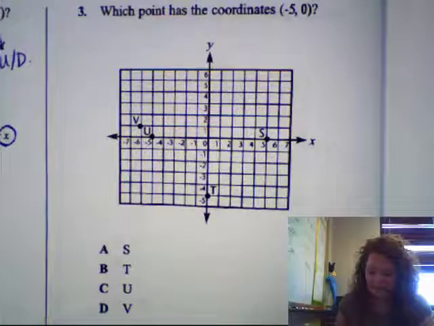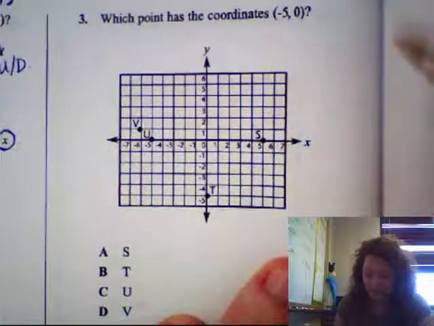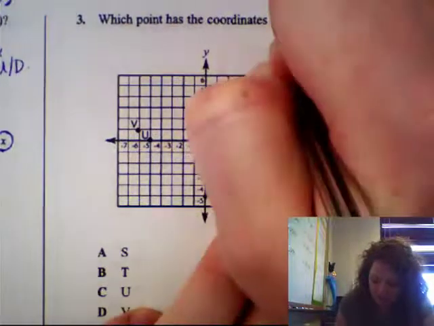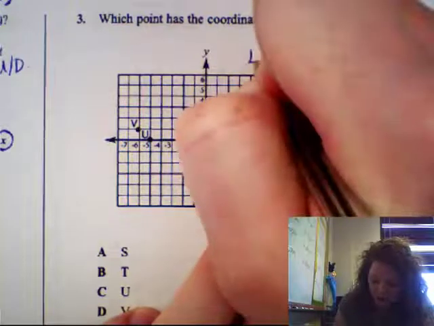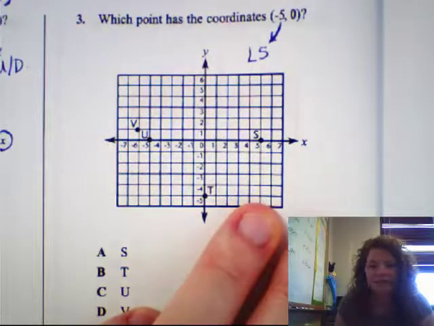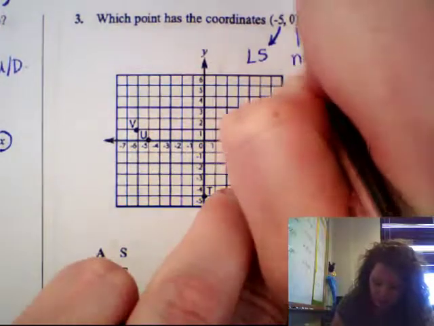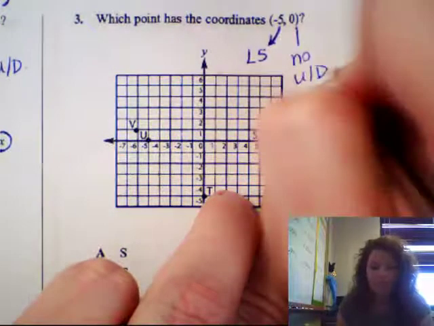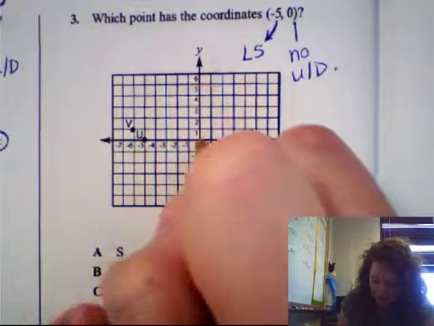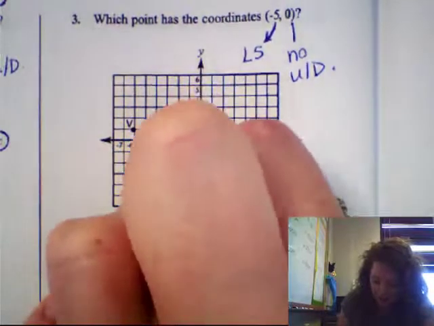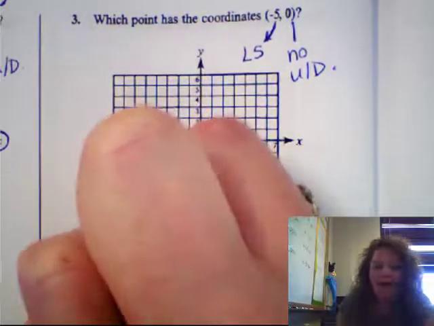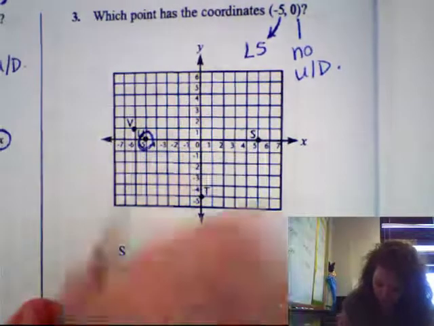Okay, 2 more. Number 3, which point has the coordinates of -5, 0? Well, let's break down what this means. This means we're going to have to go left 5 because it's a negative. And 0 means we do not go up and down, so no up or down. All right, so let's start at the center and go left 5, 1, 2, 3, 4, 5, and we end up at point U.